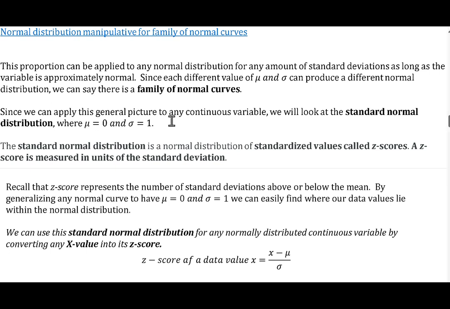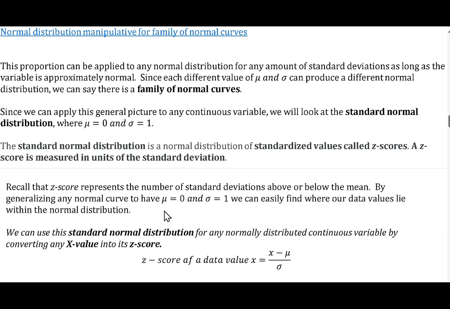Since we can apply this general picture to any continuous variable, we are going to look at only the standard normal distribution for this video. The standard normal distribution is when we allow the mean to be 0 and the standard deviation to be 1. The standard normal distribution is a normal distribution of standardized values called z-scores. A z-score is measured in units of the standard deviation. Recall that z-scores represent the number of standard deviations above or below the mean.